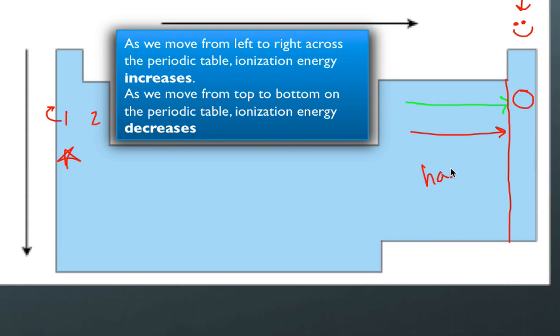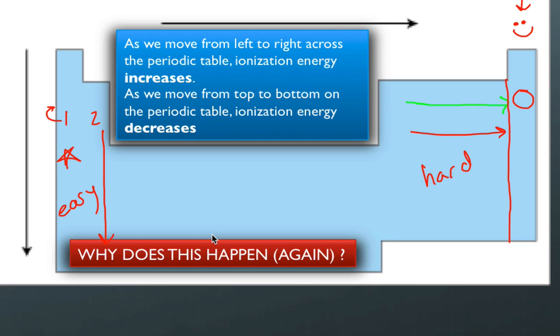So it's really hard to take electrons away from the right-hand side and very easy to take them from the left-hand side. So as we move from left to right across the periodic table, ionization energy increases this way. And as we move from top to bottom on the periodic table, ionization energy decreases. So as you go down and those ions and atoms get bigger, it's going to be easier to strip electrons away. And we'll see why in just a minute.